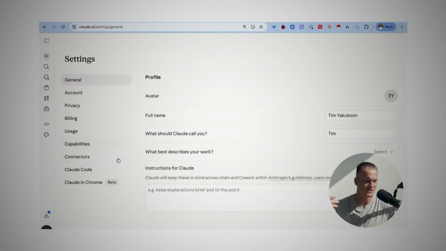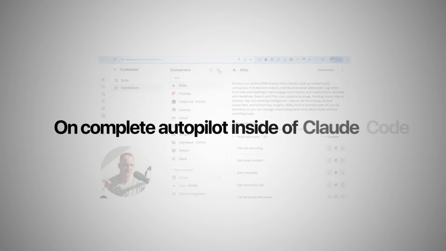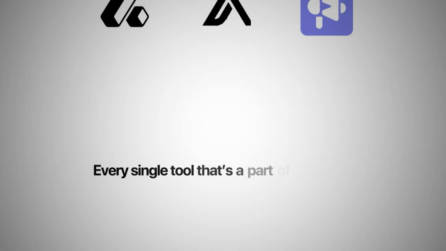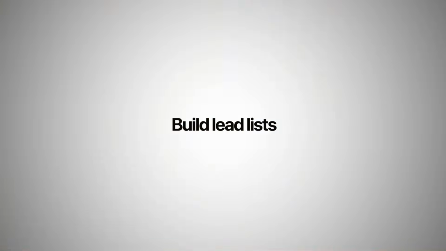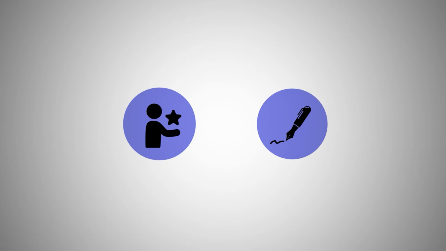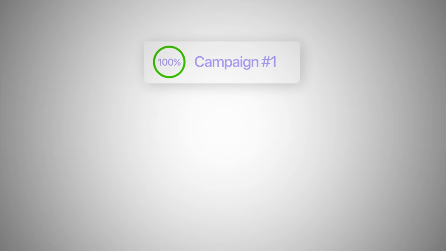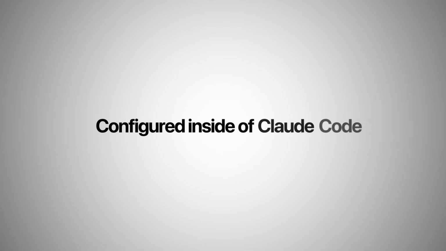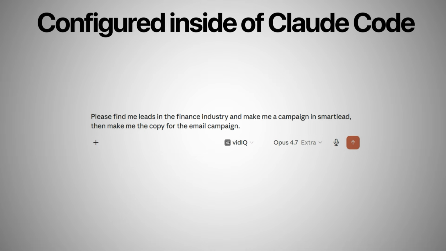Now, contrast this with the system that I have running for me on complete autopilot inside of Claude Code, and this is the exact system where Claude has access to every single tool that's a part of my tech stack. It can build lead lists, it can enrich, qualify, and personalize those lead lists. And the best part is that everything from lead sourcing all the way through to copywriting and the setup of every individual cold outreach campaign is configured inside of Claude Code using just simple plain English prompts.